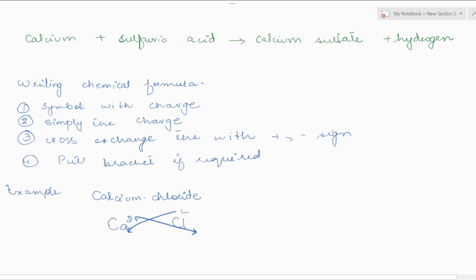We do not write 1 in chemistry, as is the same case in algebra. In algebra we don't write 1, right? So here we are not going to write 1. So CaCl₂.